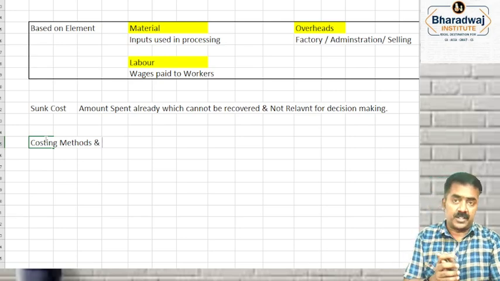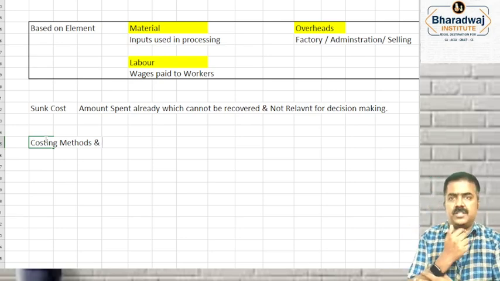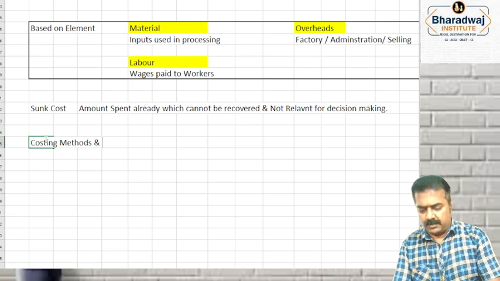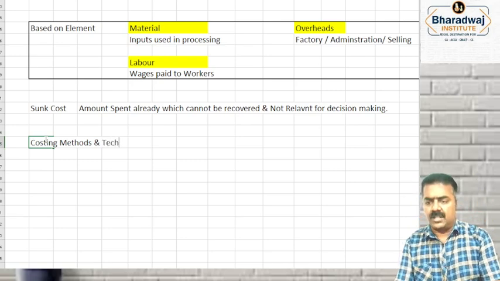There is one more classification of cost which I will do along with cost sheet. Costing methods and techniques. We'll do this, then we'll go for a break first.